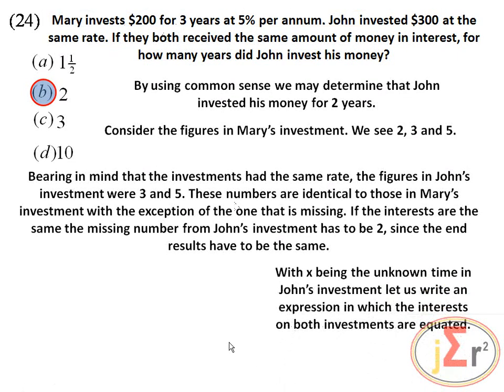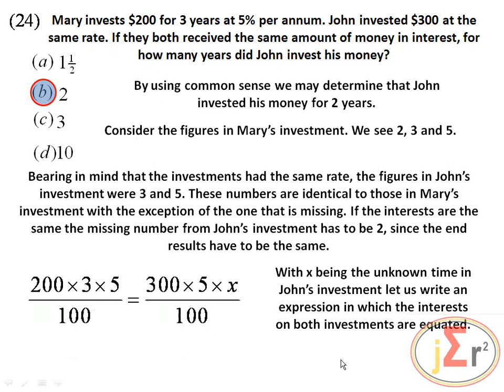With x being the unknown time in John's investment, let us write an expression in which the interest on both investments are equated. Now, if it was not so clear-cut with the figures that we had here, then we could have used an equation. And it is the same type of equation that we are using, although we know that the answer is already 2 years. So there we have it. That is the equation for the interest on Mary's investment and the interest on John's investment. They are both equal.